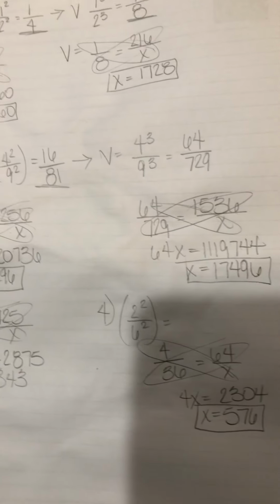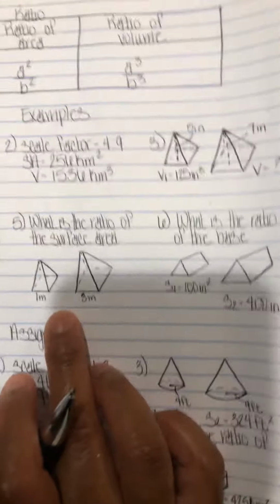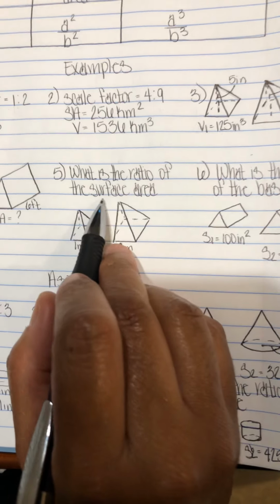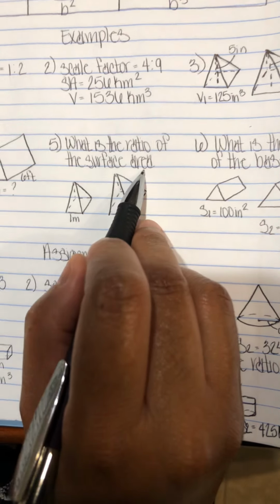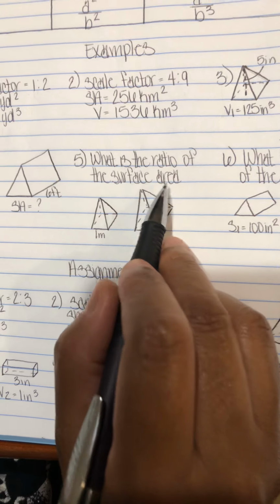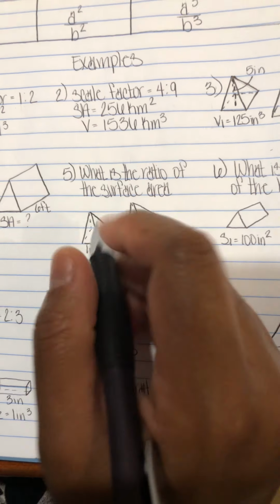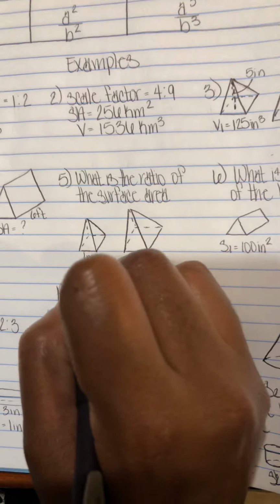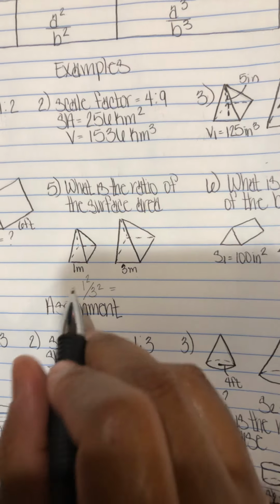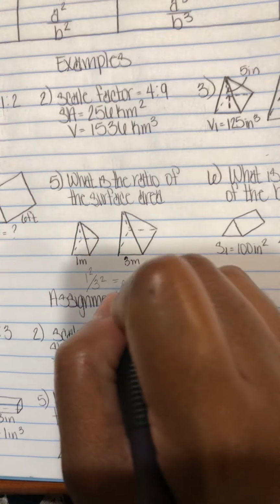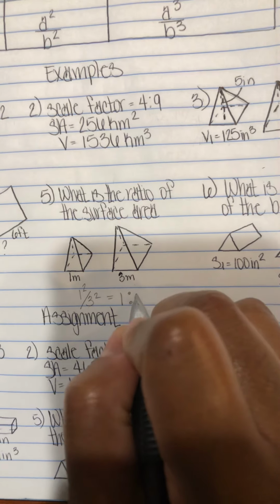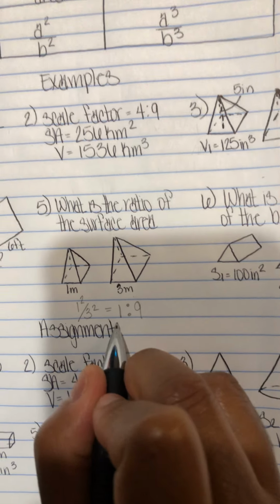All right. Sometimes they're also going to ask you for specific ratios. When they do that, you need to be careful with what it says. This one's asking for surface area. Surface area means that I need to square it. So I'm going to take my two numbers and I'm just going to square them. So 1 squared over 3 squared. So my ratio is 1 times 1, which is 1. And then 3 times 3 gives me 9. So it's 1 to 9.